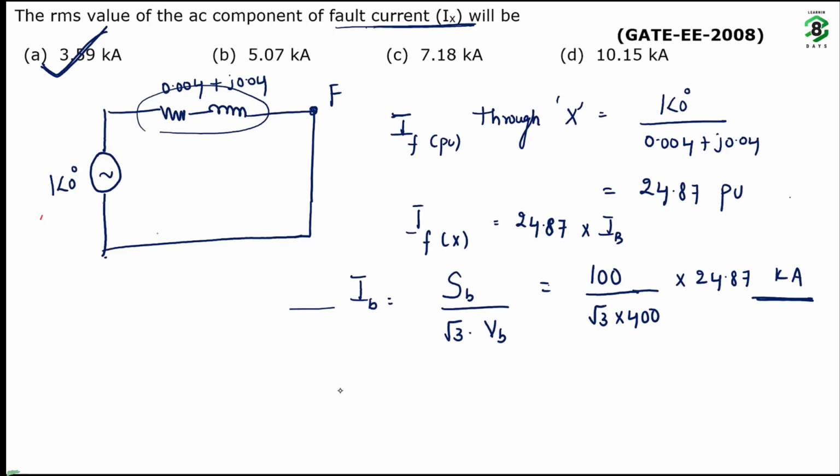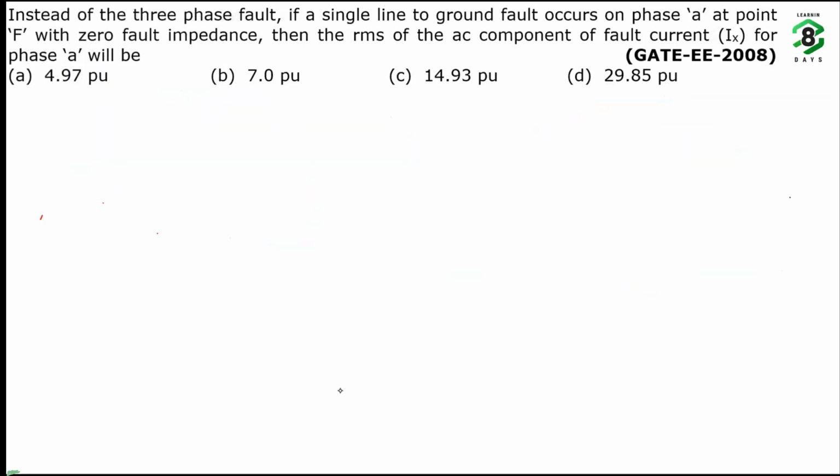The third part of the question is that instead of a three-phase fault, if a single phase to ground fault occurs on phase A at point F, that means at the same point, instead of a three-phase fault, a single line to ground fault occurs with zero fault impedance, then the RMS value of the AC component of fault current again flowing through the bus bar X.